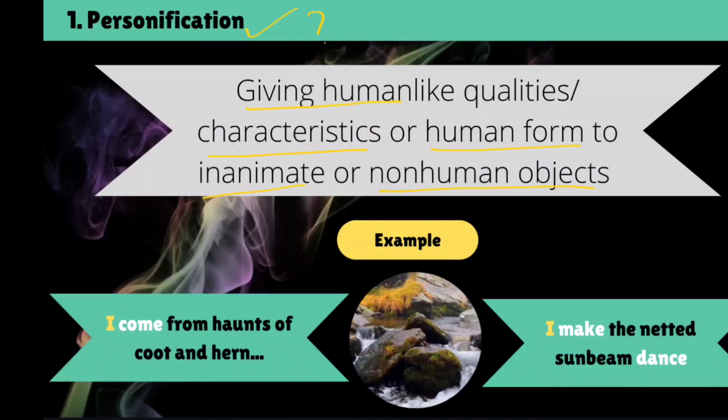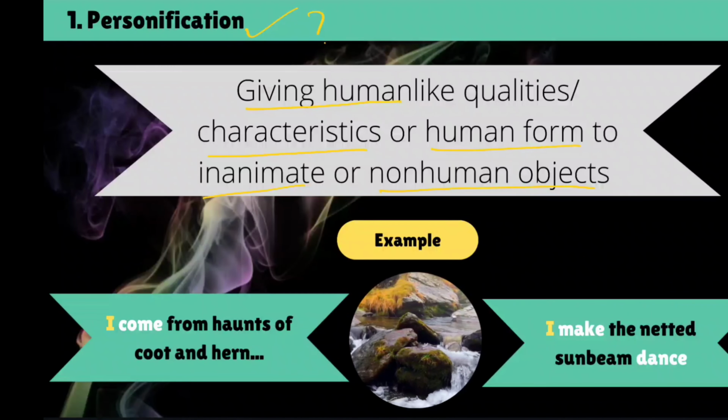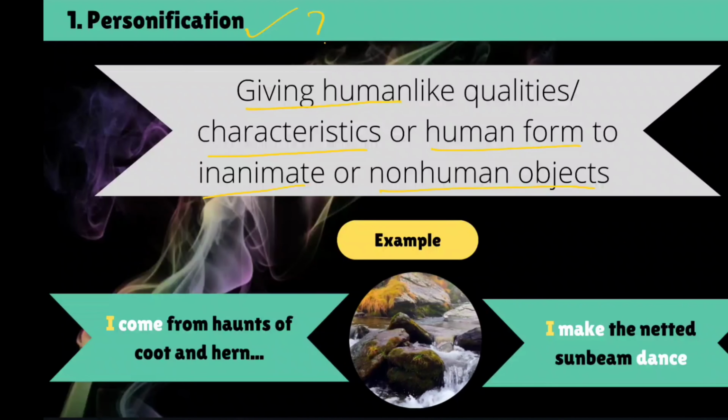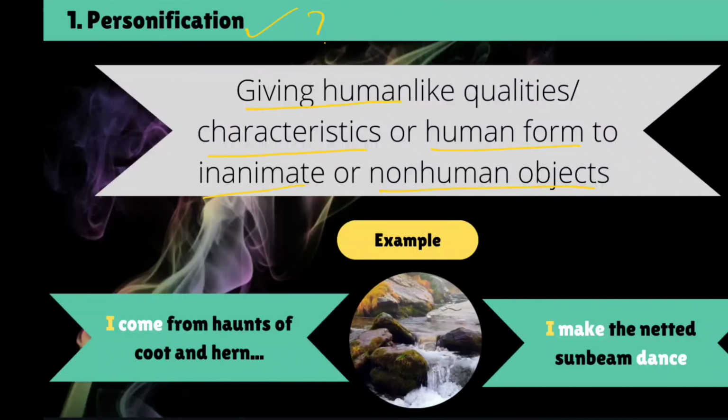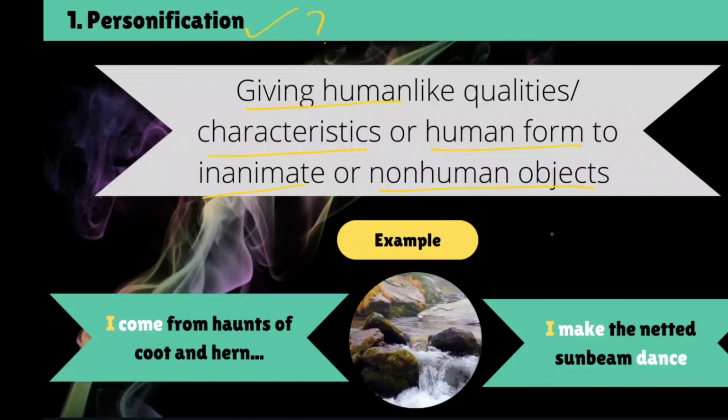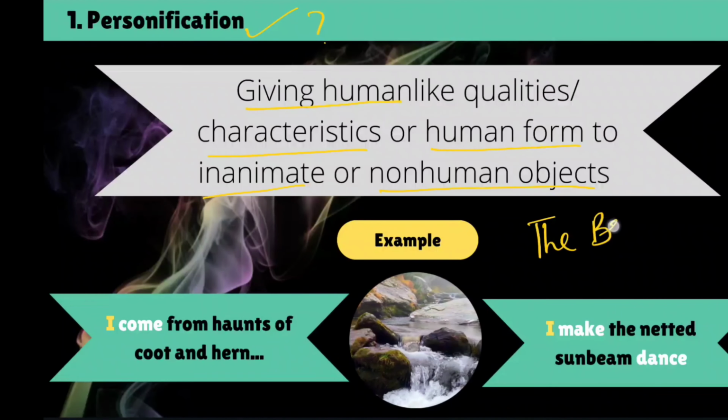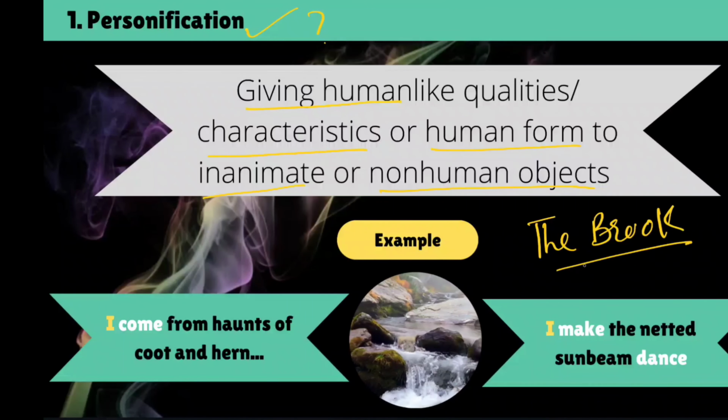When a poet or a writer gives human qualities like laughing, talking, smiling, thinking, telling a story, narrating a tale to non-human or non-living things like stones, trees, water, clouds, sky, air, etc., it's called personification. Dear students and dear viewers, in this poem entitled The Brook, the poet has personified the brook.